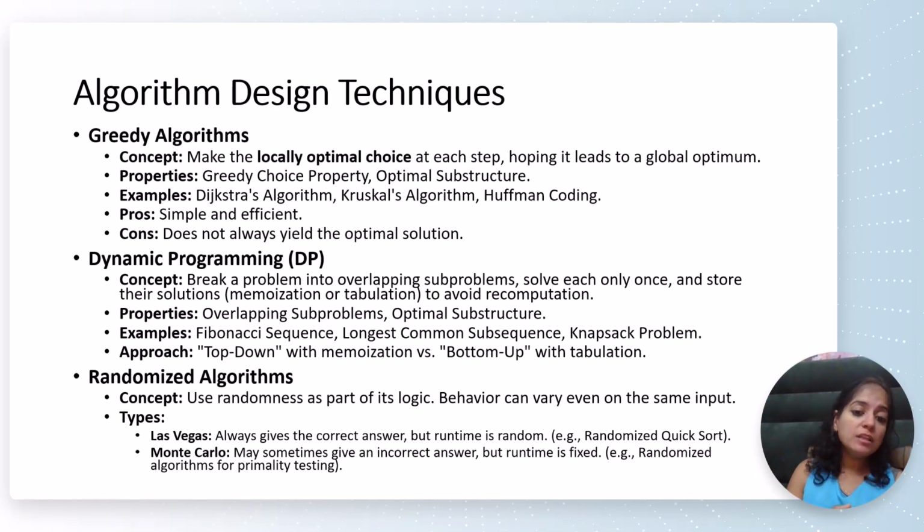Then randomized algorithms use randomness as a part of their logic, so the behavior of the algorithm can vary even if the input is the same. For example, in quicksort, if you take the pivot element as the last element, the first element, the middle element, the average of all three, or a random number, the performance will change.